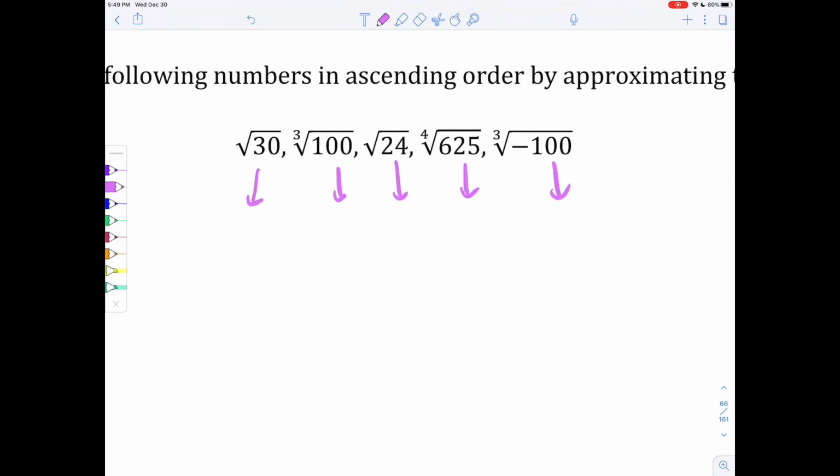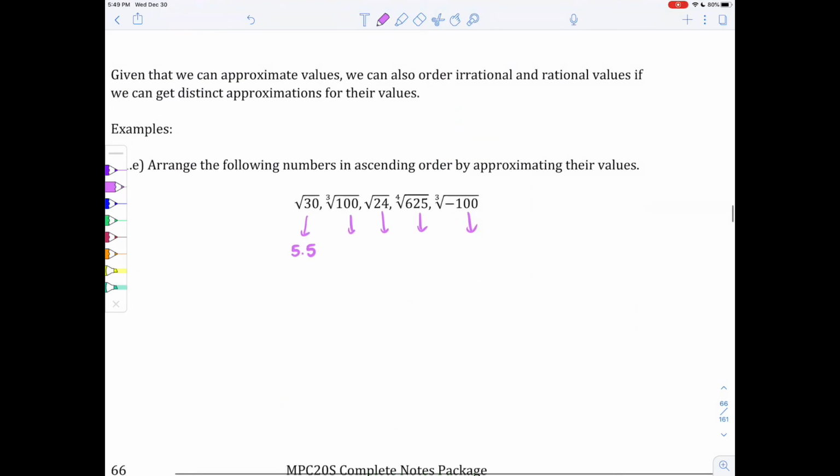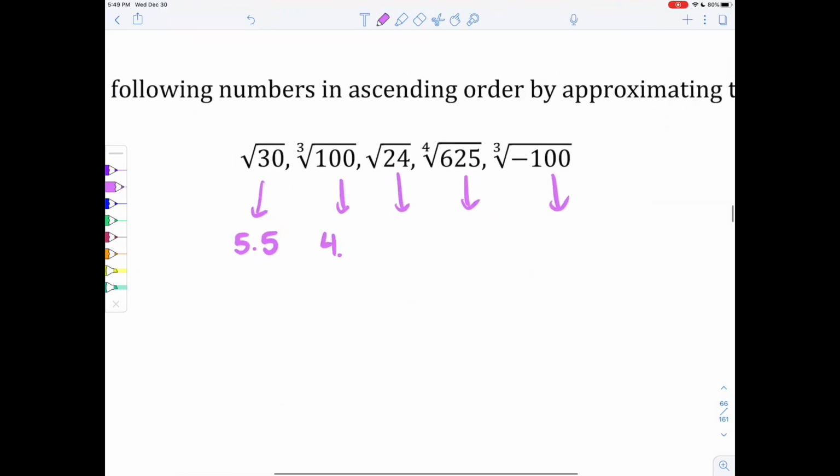Keep in mind that this is a calculator-free unit. So please make sure that you're not using your calculator to figure out the actual value of each of these. That will be of no use to you on any assessment. So make sure you're practicing your approximations. If you have gone ahead and done this, we would have gotten the square root of 30 to be approximately 5.5. The cube root of 100, well, you actually just did that. So you got 4.6 here.